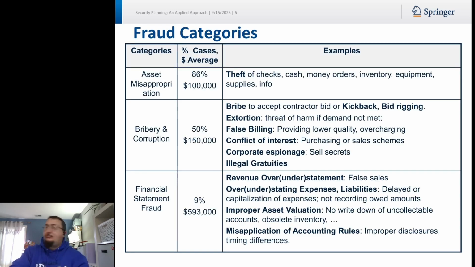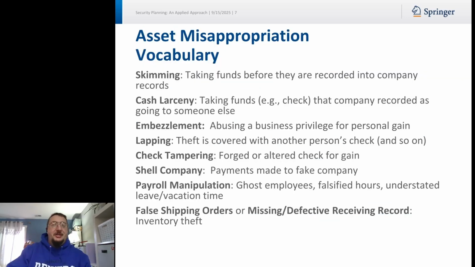Misappropriation, that would be leading money else into wrong places. Bribery, trying to get people to spend money when they shouldn't. Financial statement fraud, if, say, you get a certain number of dollars per day for expenses and you don't spend that much, but you still try to claim that much, that could be expense fraud. Ways you can do it is something like skimming, larceny, embezzlement, tampering of checks, sending to false companies, manipulating your hours, bad orders, and inventory.